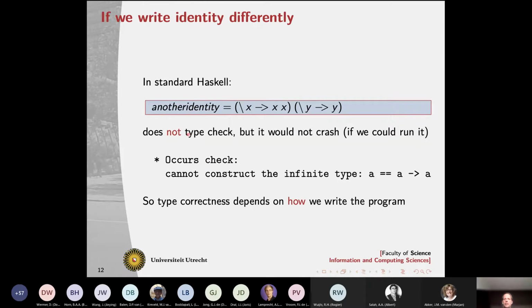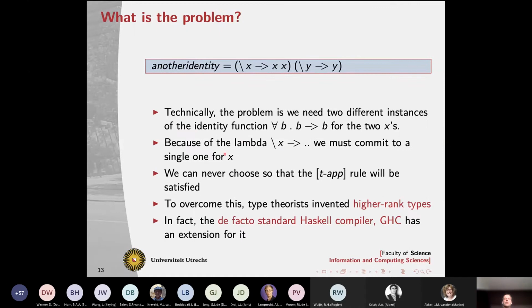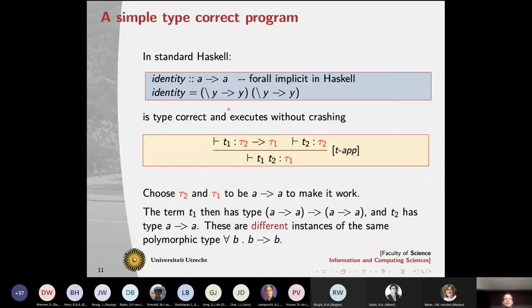This doesn't type check, but it would not crash if we could run it, which we can't because Haskell will not generate any code if it doesn't type check. And you get a message like this, "cannot construct the infinite type." So type correctness depends on how we write our program. What's the problem?